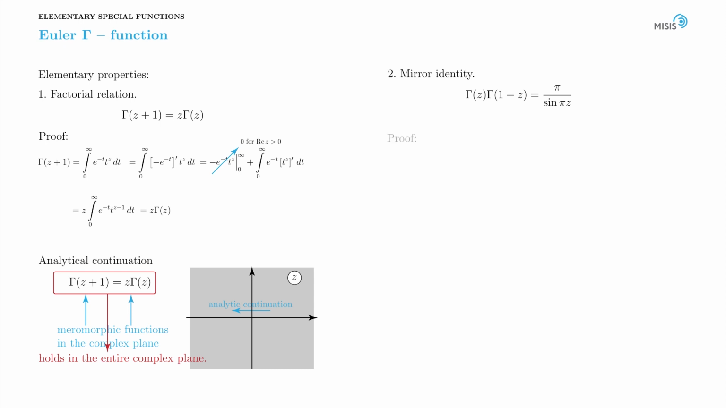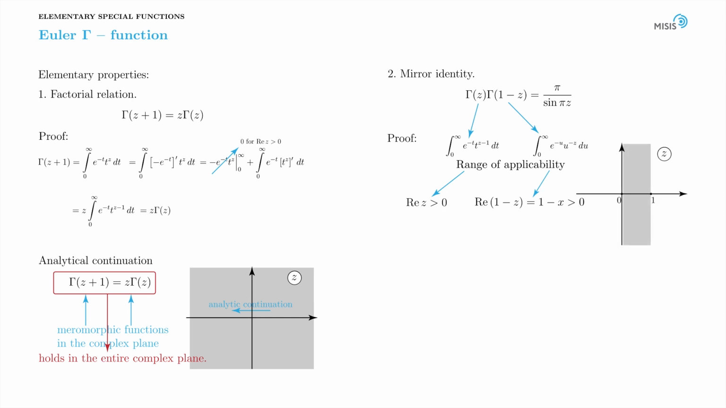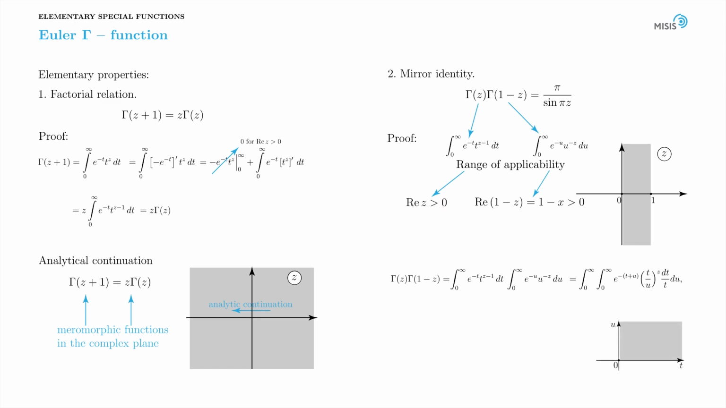Here it is. To prove it, we use the integral representation for both gamma functions. This automatically severely reduces its initial range of applicability. Indeed, the argument z of the first function cuts out the right semiplane: the real part of z is positive, while the argument of the function of 1 minus z cuts out the area where the real part of 1 minus z is positive, which is just x smaller than 1. In the end, a strip of unit width is formed. Now we rewrite the product of two gamma functions first as a repeated integral and then as a double integral over the first quadrant of the tu plane.